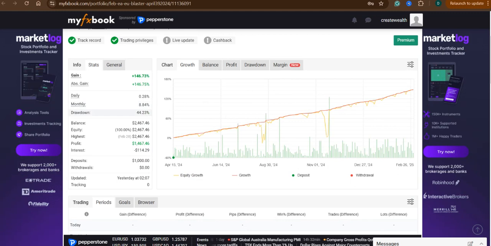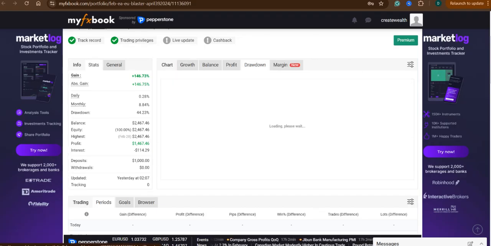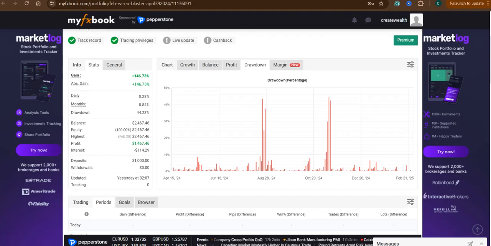Okay, and the maximum drawdown was 44.23, and this drawdown happened in August as well as in November. So in 10.5 months, almost 11 months, it happened 2 times. Okay, if you see the drawdown graph, most of the time you can see only these 2 months, in August and in November, the drawdown was over 20%, right? I would say even over 15%, else most of the time it was under 10%. So that happens once in a while.